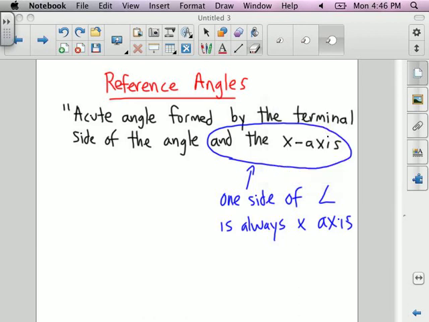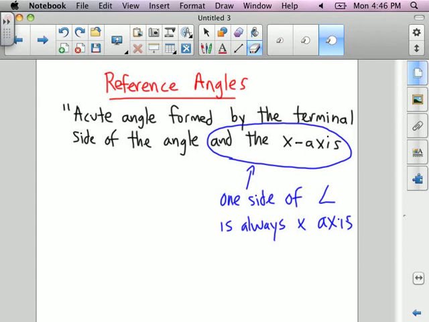In this video, we're going to be talking about finding something called a reference angle. A reference angle, as you can see written up here, is an acute angle formed by the terminal side of the angle and the x-axis. I even made a little note right over here. In this definition, we're looking for an acute angle, so it's between 0 and 90 degrees. And we want one of the sides of our angle to always be on the x-axis.